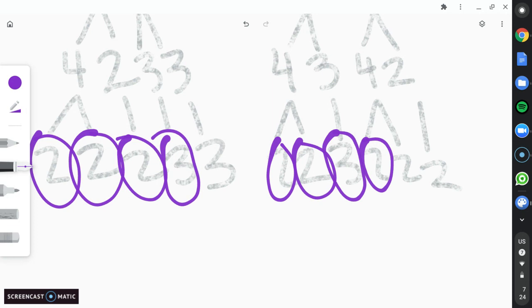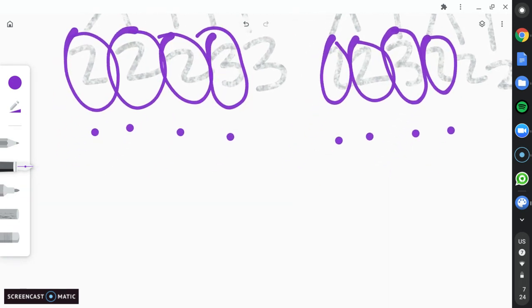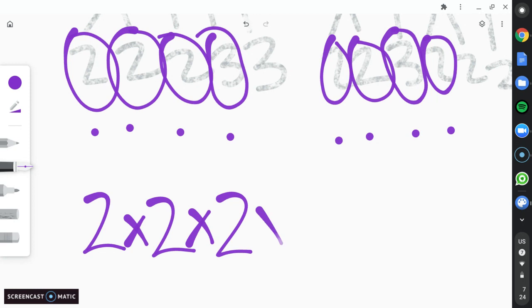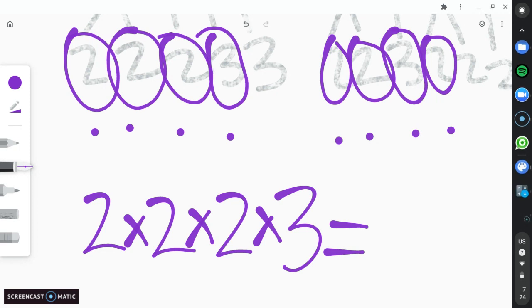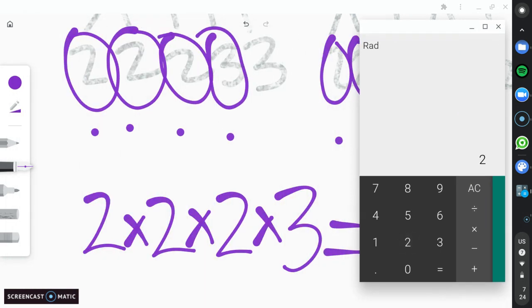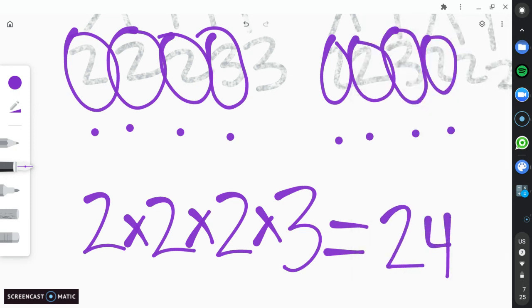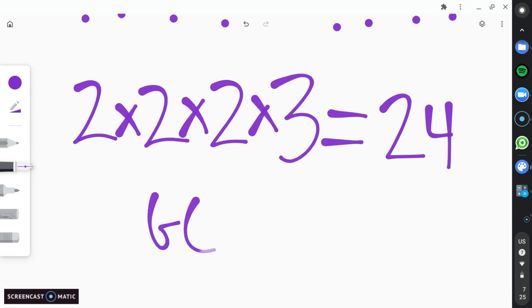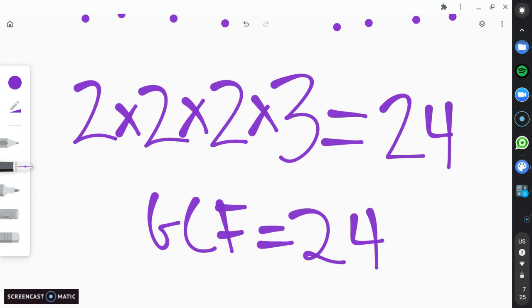Now let's do another check and make sure that the same things are circled on each side. So here we have 3 2s and 1 3. And here we have 3 2s and 1 3. Perfect. Now we take one set of them and multiply. And what do we get? If you don't know, you should be able to do that math, but we'll check on the calculator just because we can. 2 times 2 times 2 times 3 equals 24. So our greatest common factor should be 24.